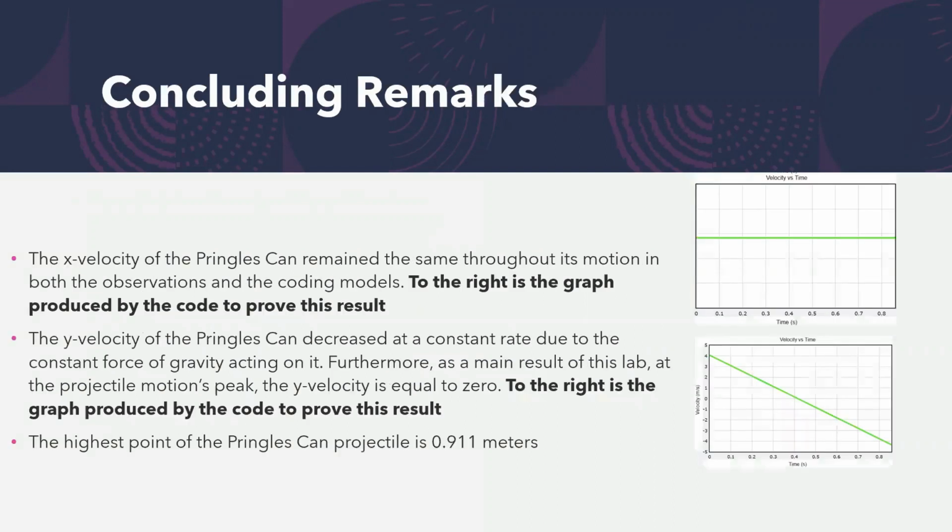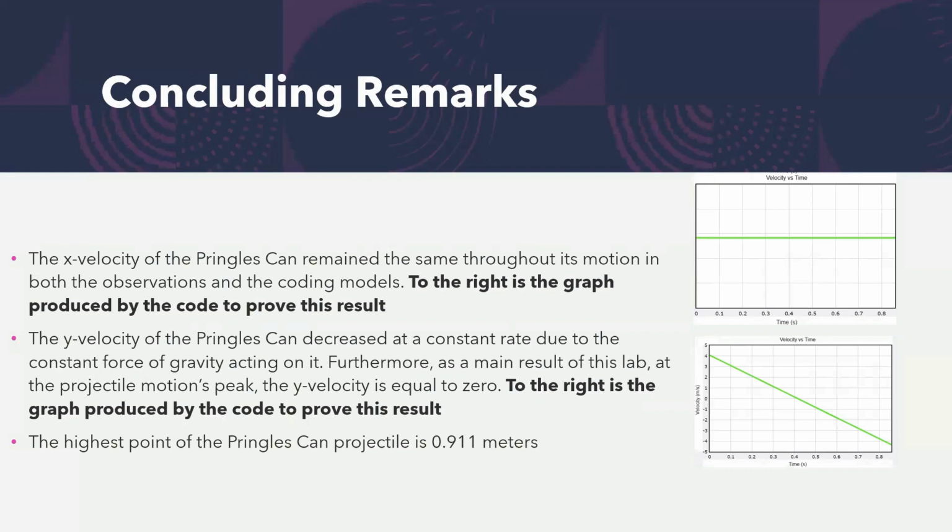Some concluding remarks are the x velocity of the Pringles can remained the same throughout its motion in both the observations and the coding models. The coding model graph is shown to the right, proving that the x velocity did not change throughout the time. Also, the y velocity of the Pringles can decreased at a constant rate due to the constant force of gravity acting on it.